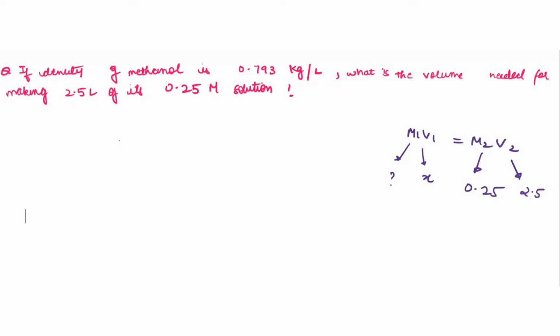Okay, so moving on, they have given the density 0.793 kg per liter. So what does that mean?